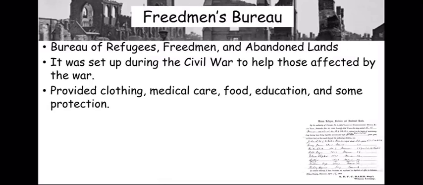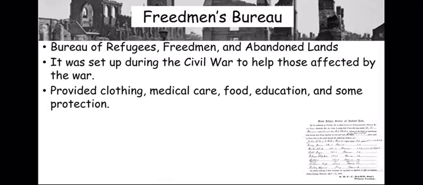Things were provided to you because your master owned you and wanted you to live and work and be successful. Medical care, your master did not want you to die because he spent a lot of money. Food, your master did not want you to starve because he'd spent a lot of money. Okay, education, though, is a little bit different.